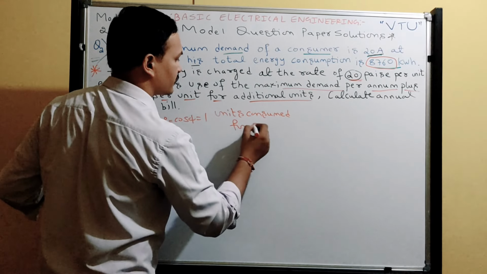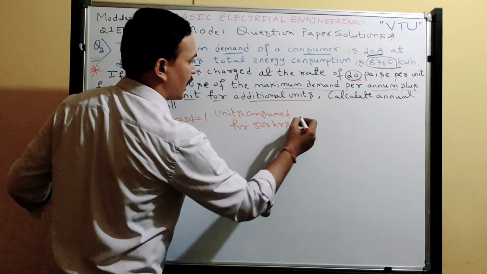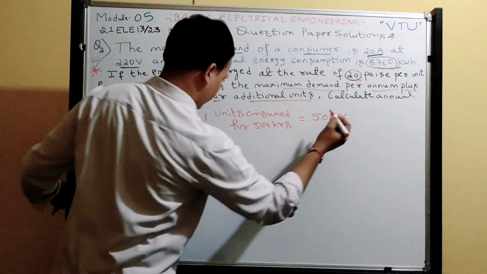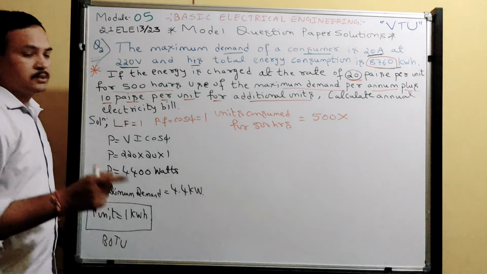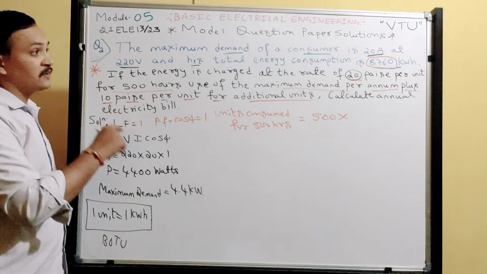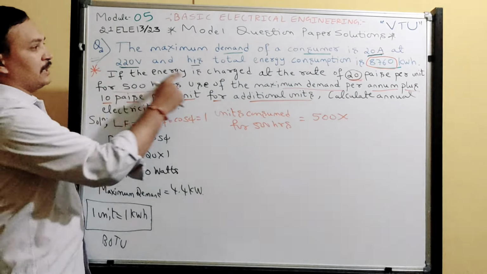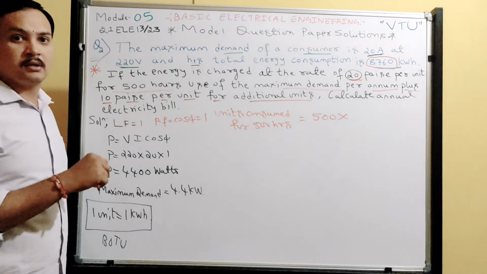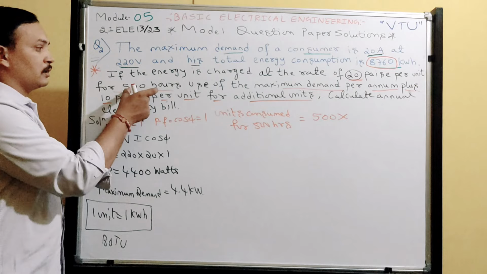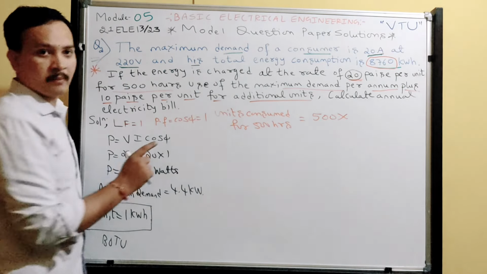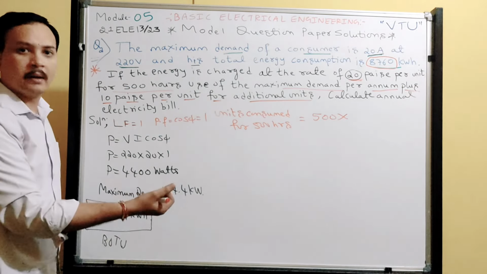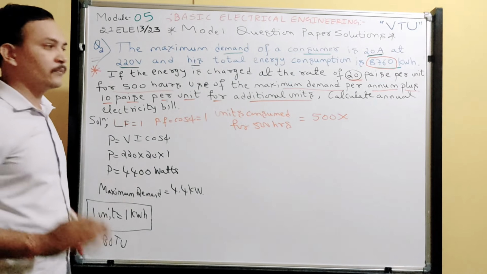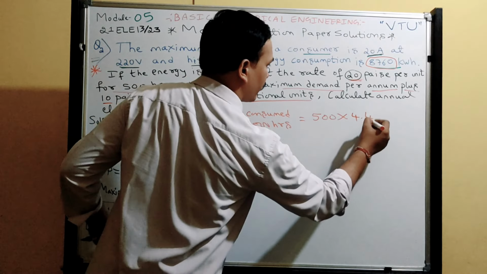Now, units consumed for 500 hours is equal to the number of hours, 500, into the maximum demand. Why have I taken 500 hours? They specified it in the question: the energy is charged at a rate of 20 paise per unit for 500 hours of maximum demand. What is the maximum demand? 4.4 kilowatt. With this demand, for 500 hours, the consumer is consuming electricity. So that's why we multiply by 4.4.